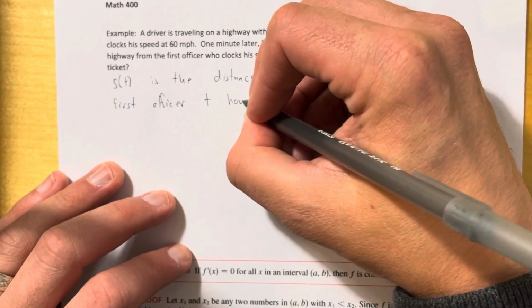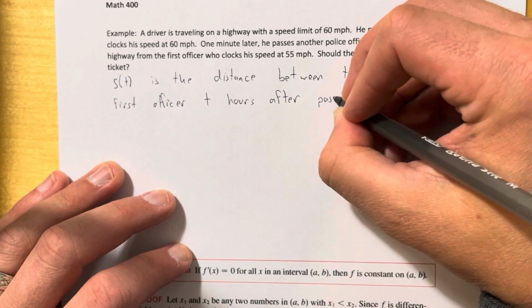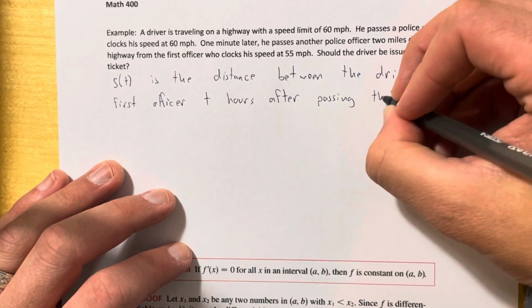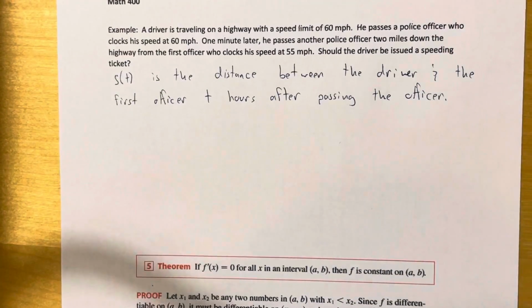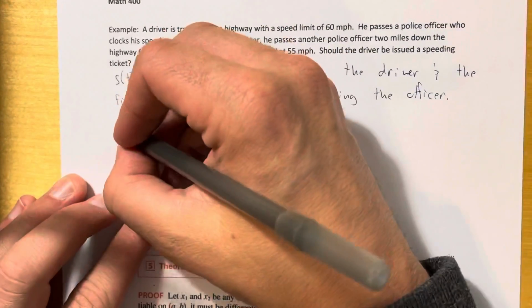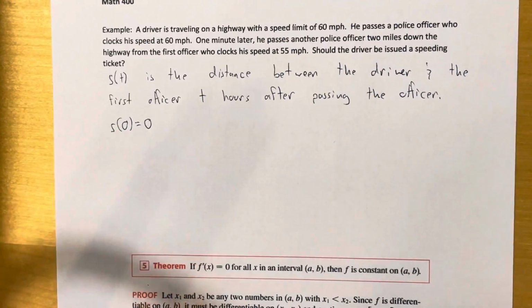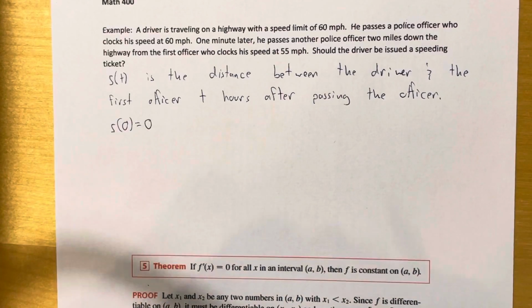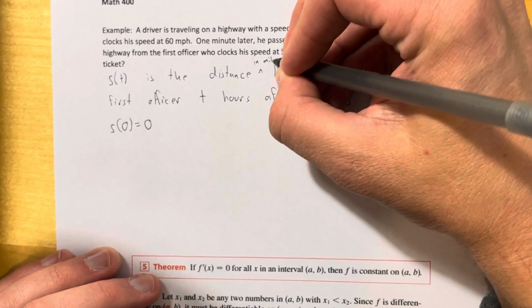T hours after passing the officer. Okay? So based on that information, S of 0 would equal 0, because at time equals 0, that's exactly when he's passing that first officer. So his distance from that officer is 0 miles. I should say distance in miles.